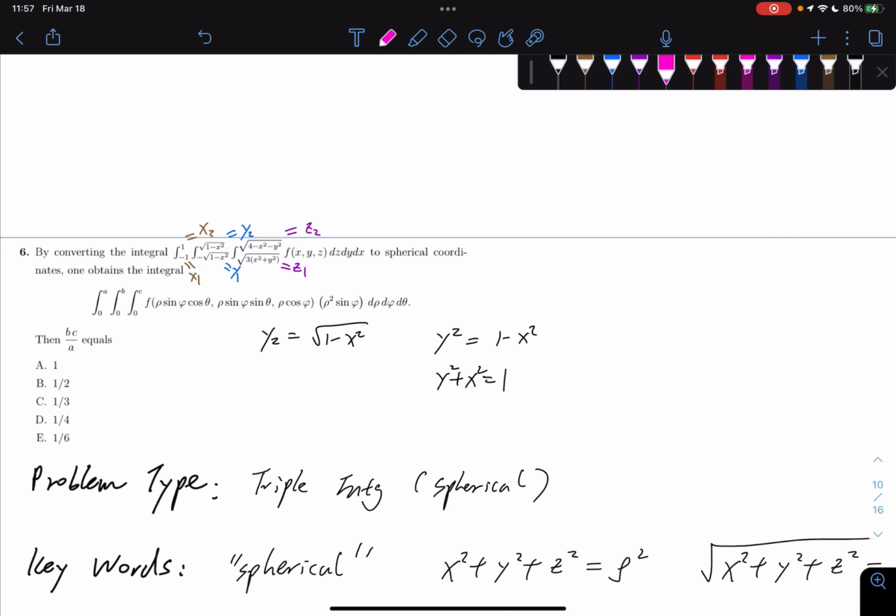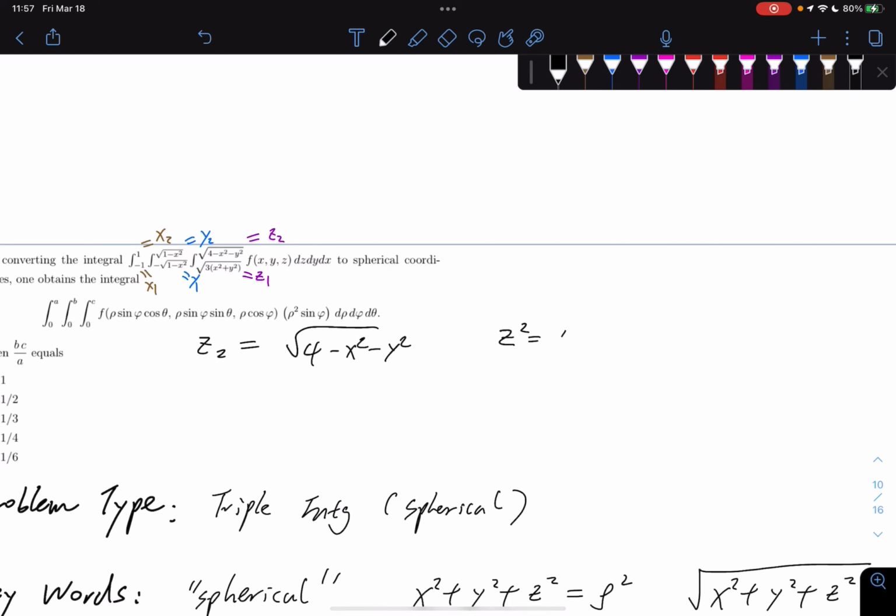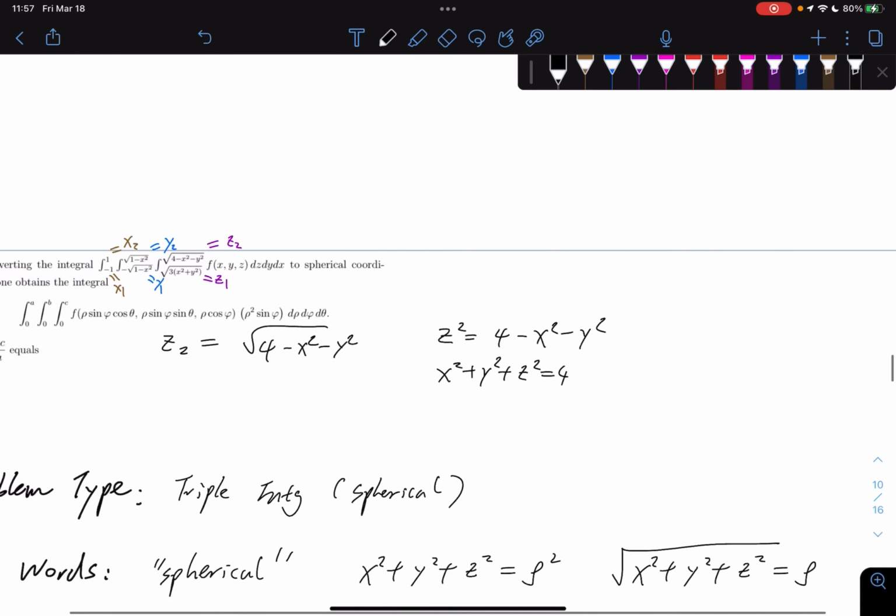Our z looks like something. Let's start with z2. z2 is the square root of 4 minus x squared minus y squared, and then we square both sides. This gives us z squared equals 4 minus x squared minus y squared, and then x squared plus y squared plus z squared equals 4. I think everybody can agree with that. Rho squared equals 4, so it's a sphere with a radius of 2.